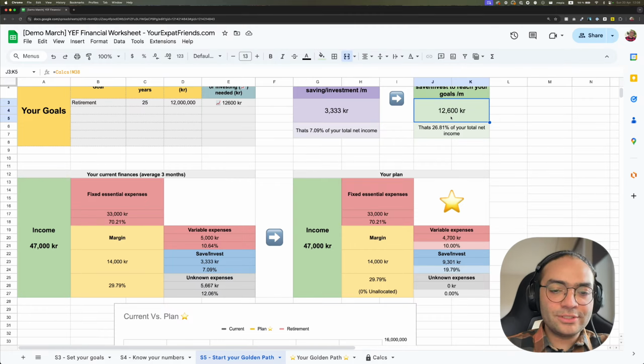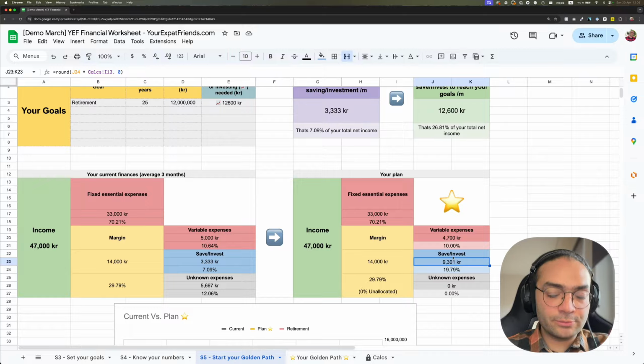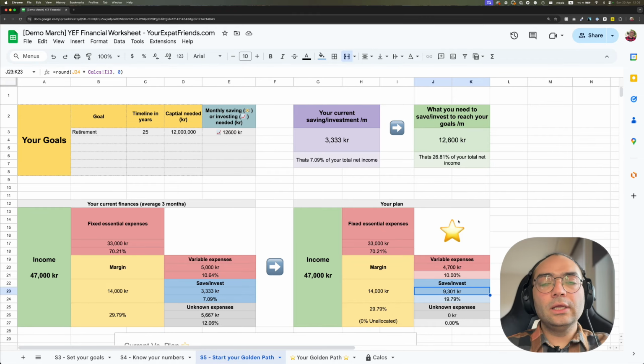Now, if I want to say that I need to make more money, now I exactly know why I need to make more money. I need to make more money because I want to add another 3,000 kroner on top of what I'm currently saving and investing in order to reach this goal. Now I have a clear why behind why I need to make more money. All right, so that is it for this sheet.